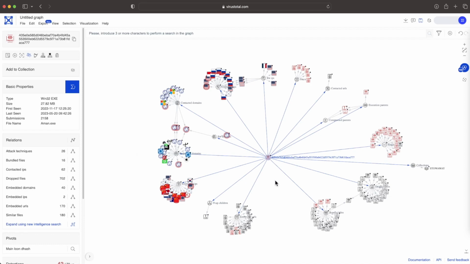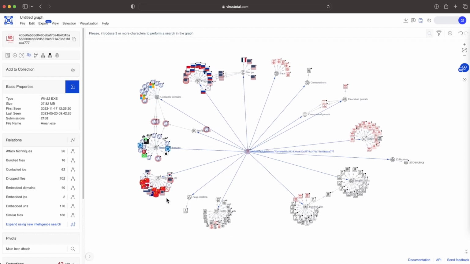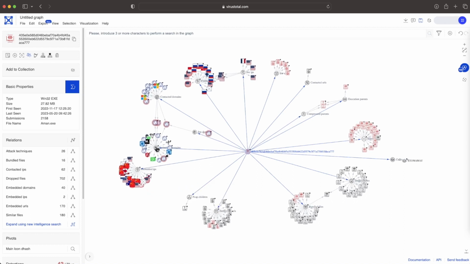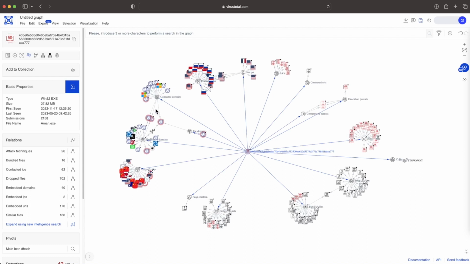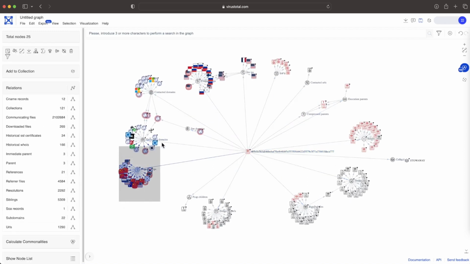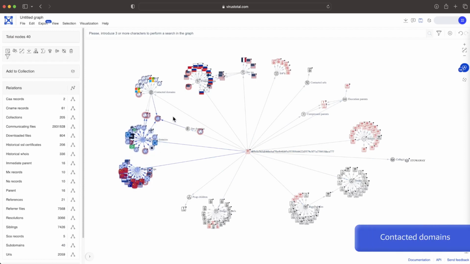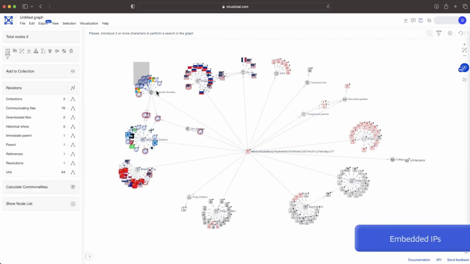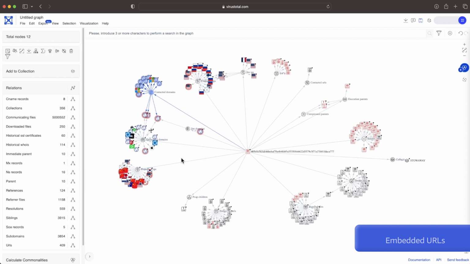VirusTotal tries to get as much information as possible around any sample, including the infrastructure it connects to. However, this is limited by VirusTotal's visibility and by the nature of the malware. VirusTotal will try to establish connection between a sample and any infrastructure, IP, URL, or domain based on its dynamic behavior when detonating in any of the sandboxes.